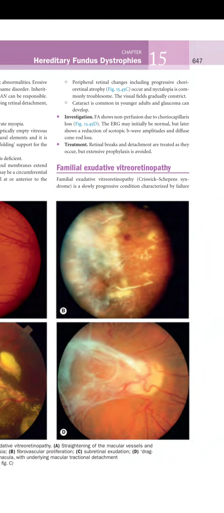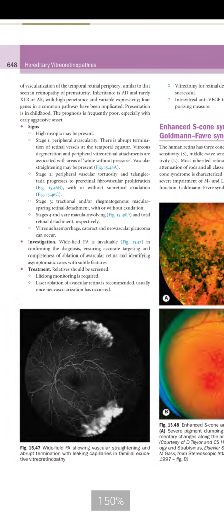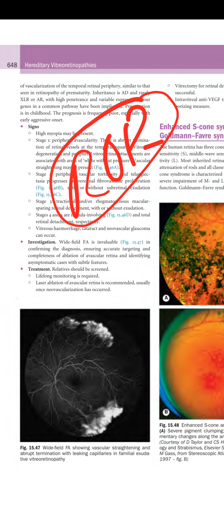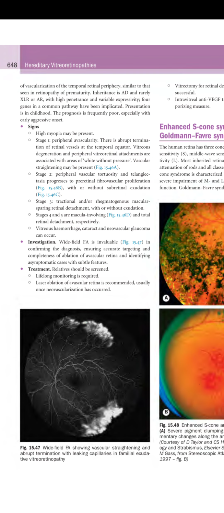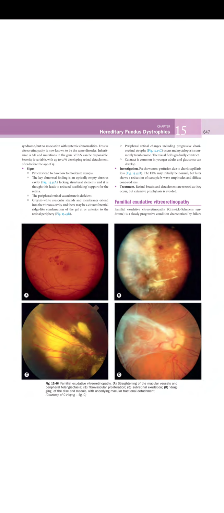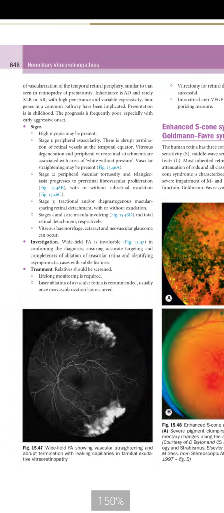Next is familial exudative vitreoretinopathy. Familial exudative vitreoretinopathy, or Criswick-Schepens syndrome, is a slowly progressive condition characterized by failure of vascularization of the temporal retinal periphery, similar to that seen in retinopathy of prematurity. Basically, the temporal retinal vasculature is formed after birth or one month after birth, so there is a failure of vascularization of the temporal retina.